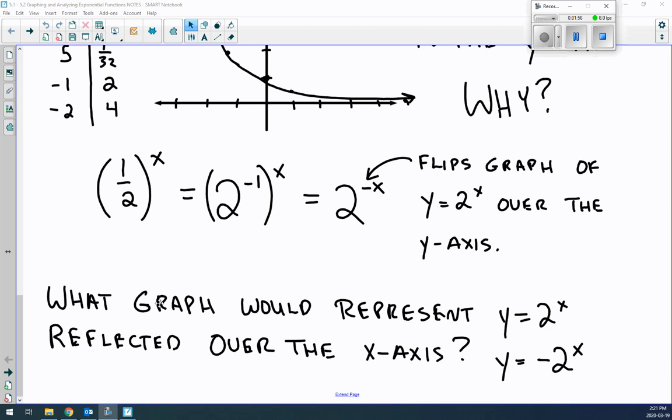So now, what graph would represent y equals 2 to the x reflected over the x-axis? Well, if you look here, where's the negative? It's out the front of the 2. So if it's up with the x, it flips it over the y-axis. If it's in front of it here, it flips it over the x-axis. Okay, go to the next page.